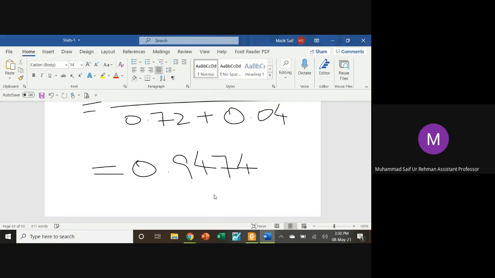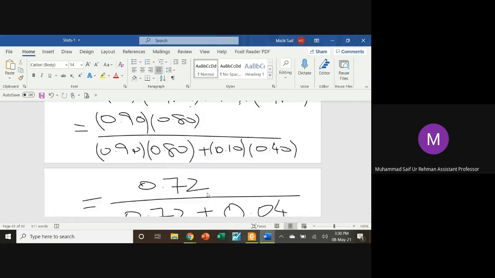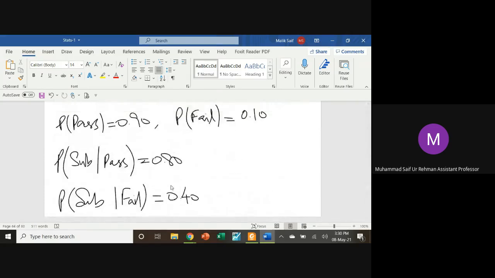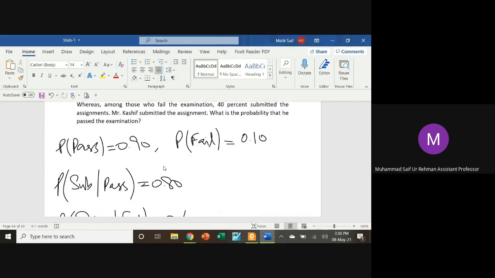0.9474 or 94.74% are the chances that Mr. Kashif, who submitted the assignment, has passed the examination. Understand? Clear? Yes, sir.